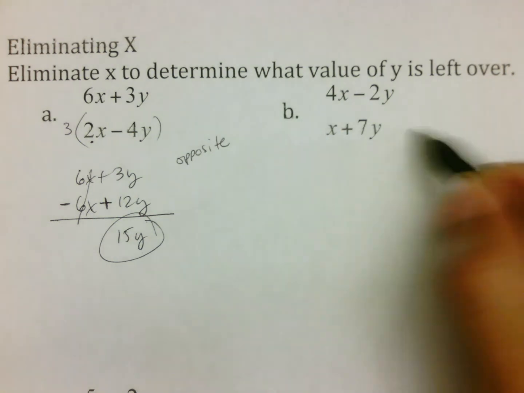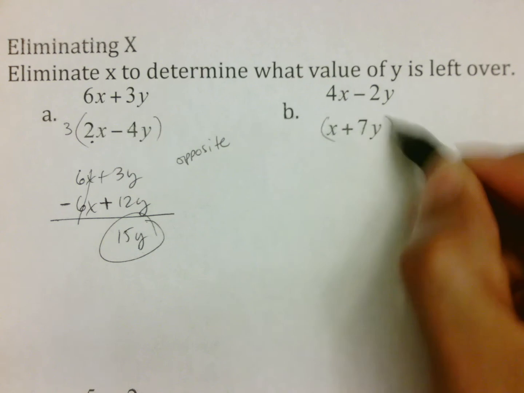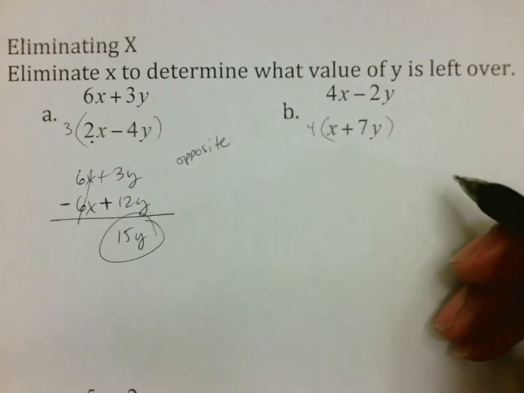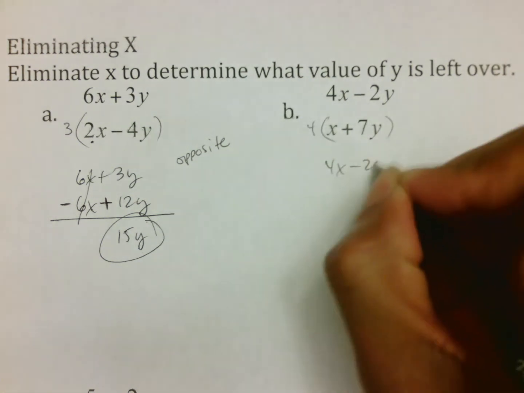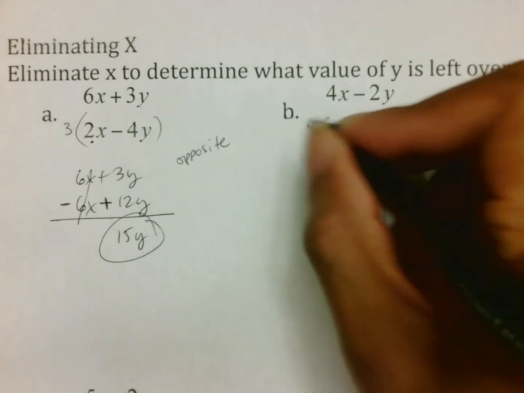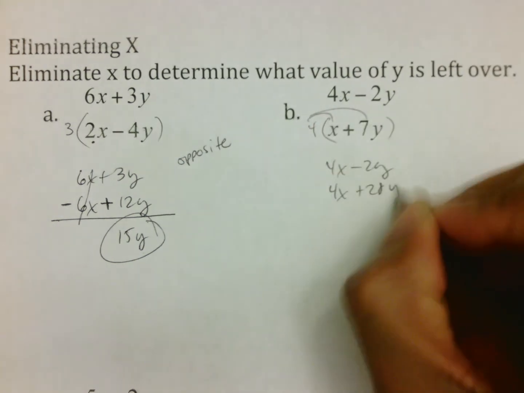4x minus 2y, 1x plus 7y. If I want these two to be the same, I will multiply this by 4. The top stays 4x minus 2y. The bottom turns into 4x plus 28y.